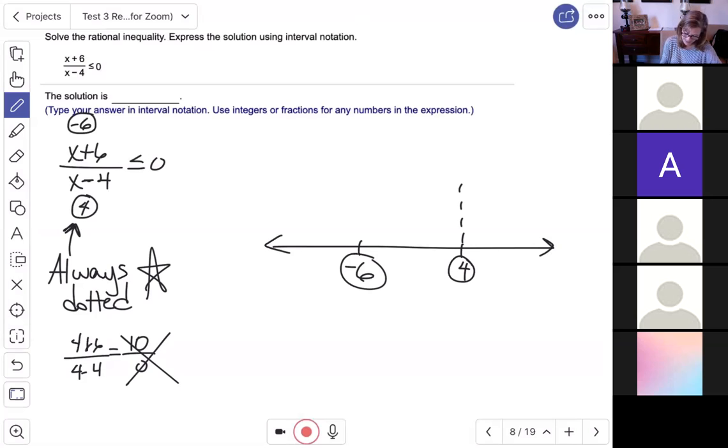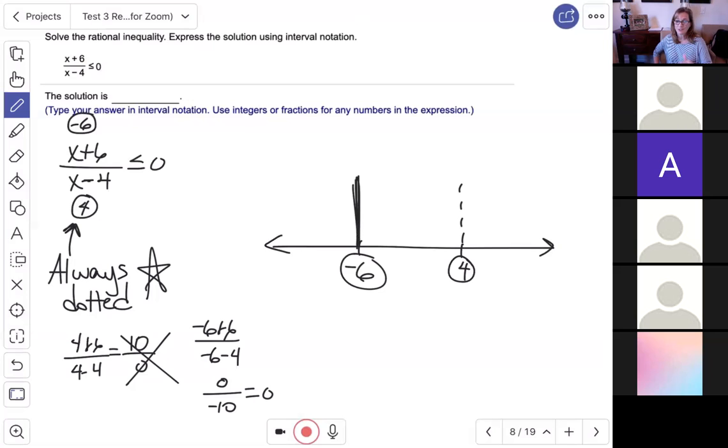Now the top, the -6, you can plug that in. If you plug -6 in, you'd get what? -6 plus 6 over -6 minus 4. You would have gotten 0 over -10. Okay, that is the number 0. So remember, if the top of a fraction is 0, that's 0. If the denominator is 0, it's undefined. So that's why one of them's dotted, one of them's straight.